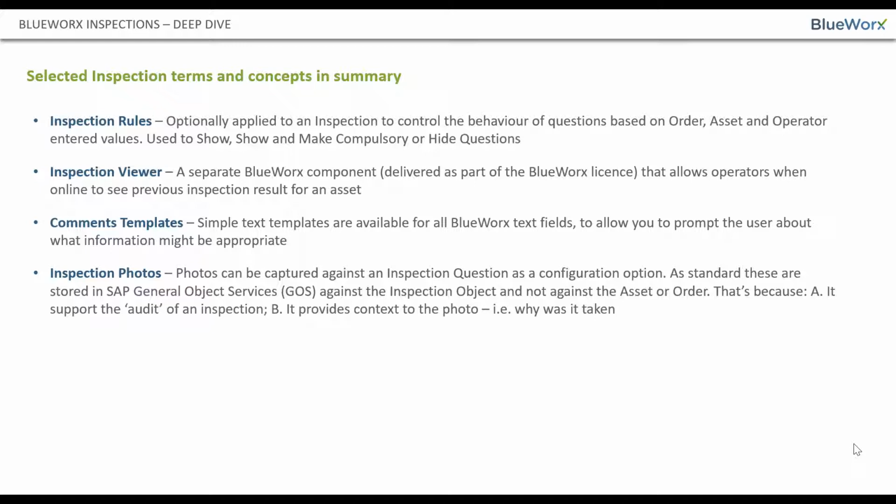It's just another tile. And from within the BlueWorx main application, if you're on an asset, for example, on the equipment or a functional location, or you're within the details of an inspection, if you have a connection back to SAP, then you can go into the inspection viewer and you can see all the previous inspections that have been done for this asset and the results of those. So if you're seeing something during the course of an inspection that causes you alarm, or that you want to understand whether others have seen this, then you can go and have a look at that.